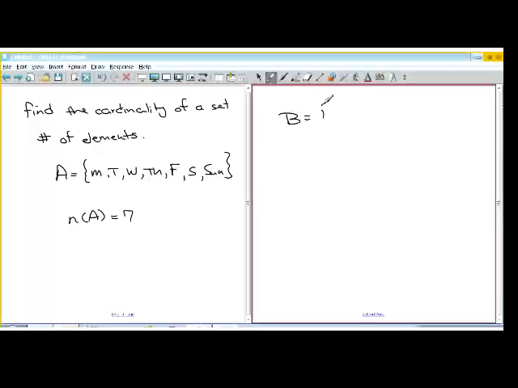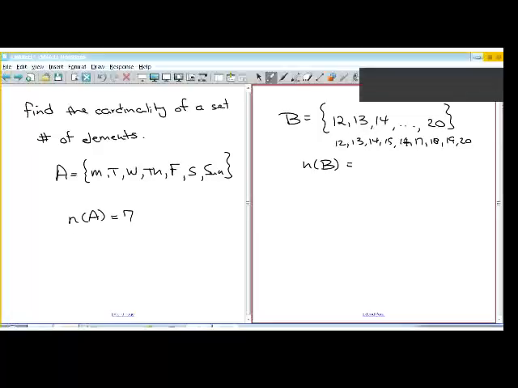Now let's say I did something more like this. I said the set is 20. And I said, what is the cardinality of B? Well, you wouldn't go 1, 2, 3, 4 because that wouldn't include everything. So you have to almost write it out. 12, 13, 14, 15, 16, 17, 18, 19, 20. Now that I have it all written out, I go 1, 2, 3, 4, 5, 6, 7, 8, 9. So 9 is the cardinality of the second set.